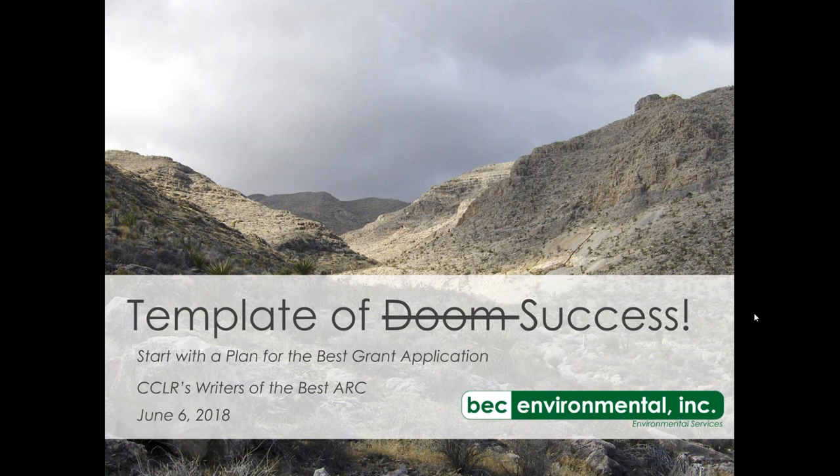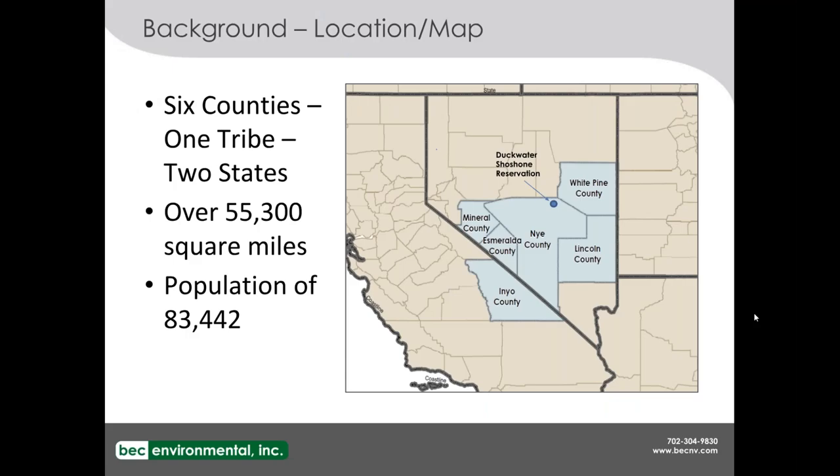So if you can go to the next slide, I mentioned that Nye County was the very first entity that applied for a brownfield grant in this area. But with their success, one of the great things about working in rural communities, and in fact, with this area, we're talking more frontier communities, because the entire area for the six county and one tribal coalition is 55,300 square miles. And the total population in that area is 83,442 people. Of that, about 35,000 of them are located in Pahrump, Nevada, down close to Las Vegas. So most of these areas have fewer than half a person per square mile.